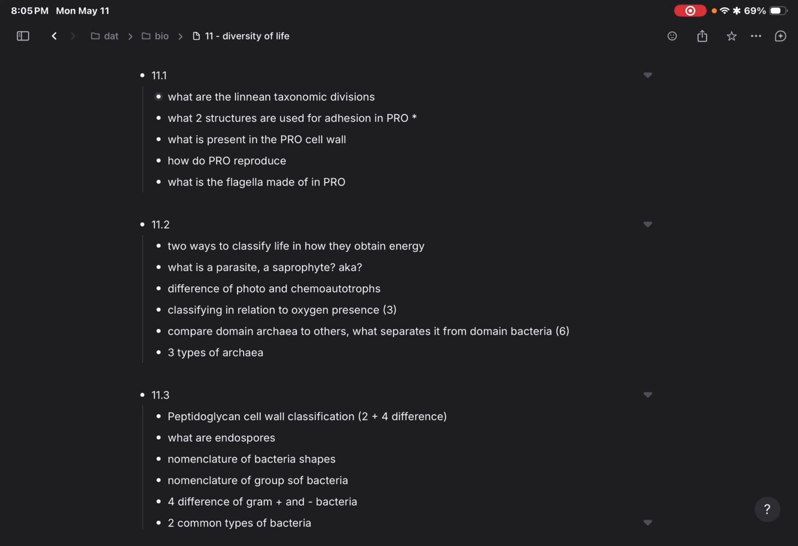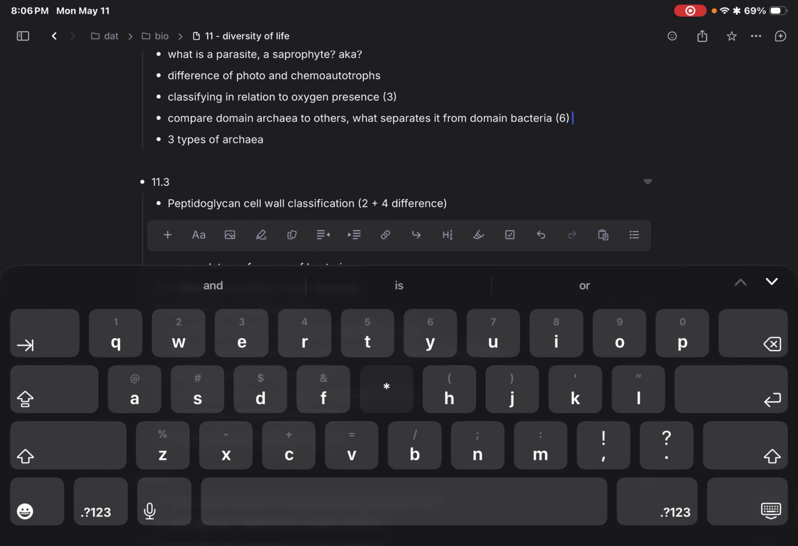Compare domain Archaea to others. What separates it from domain Bacteria? I'm not sure about all six of them, but one is that they have introns, so that's similar to eukaryotes. What else? They have their own membrane lipids, I believe, ether rather than ester. Unique rRNA, extremophiles, no peptidoglycan. Damn, I wouldn't have known that.